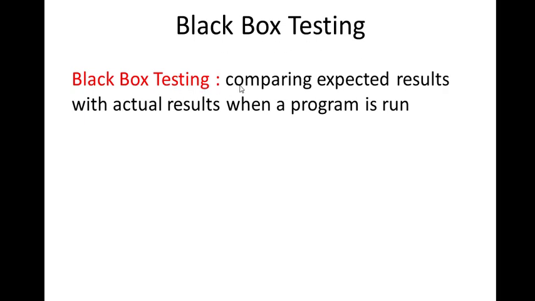This kind of testing is done by a tester when he is not aware of the program code. So he does not have the program code available with him. He doesn't know how the code has been written, but he still wants to test that application, that program. So how does he do that? He basically compares expected results with actual results when the program is run. And what do I mean by that?